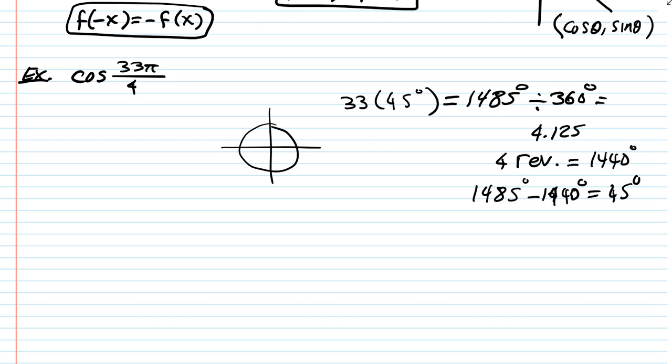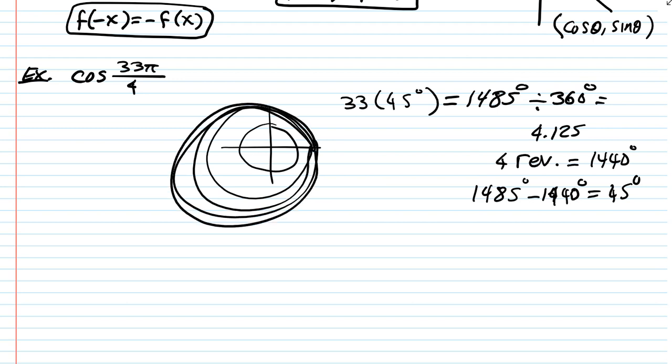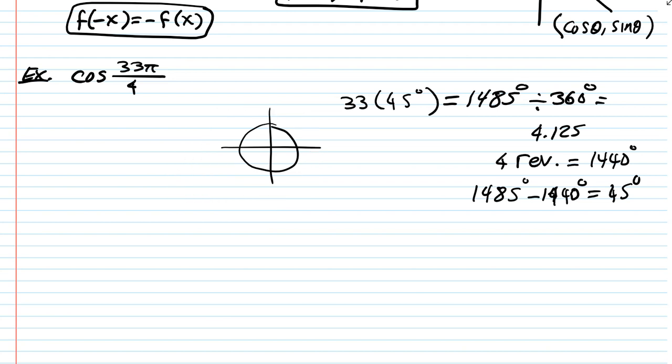The angle is going to go 4 complete rotations. 1, 2, 3, 4 complete revolutions. And then it's going to end up at 45 degrees. There you go. So it will be coterminal with a 45-degree angle.